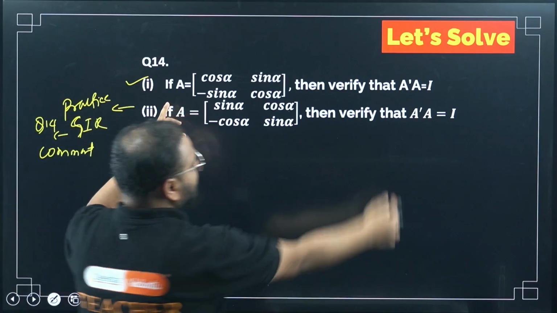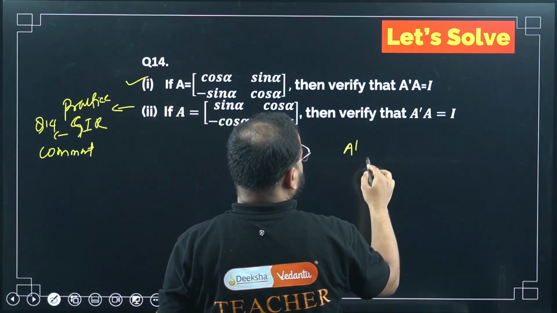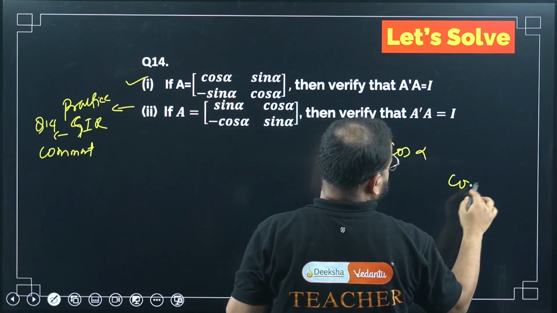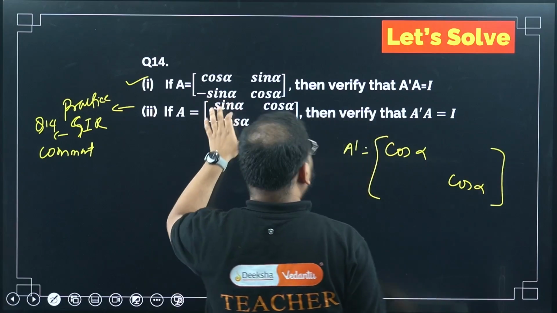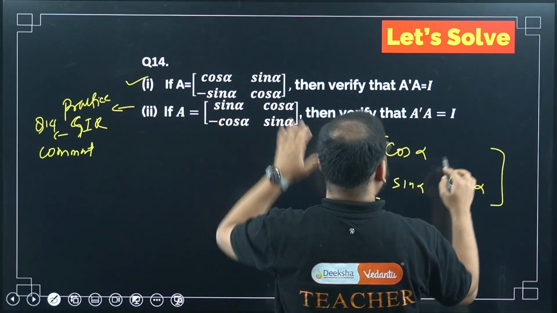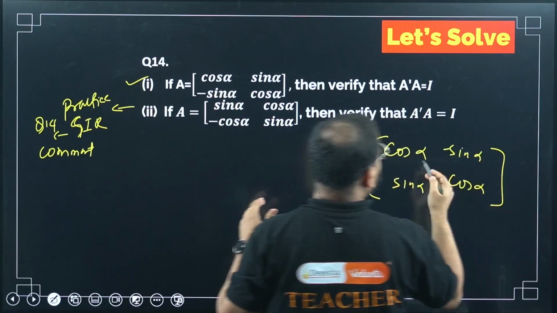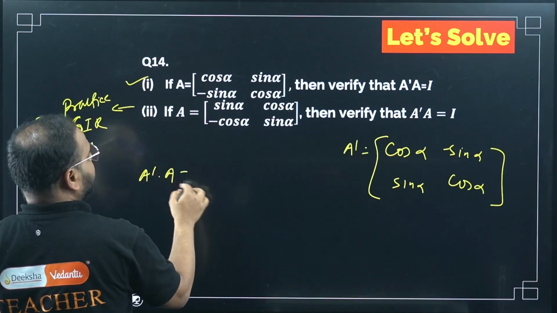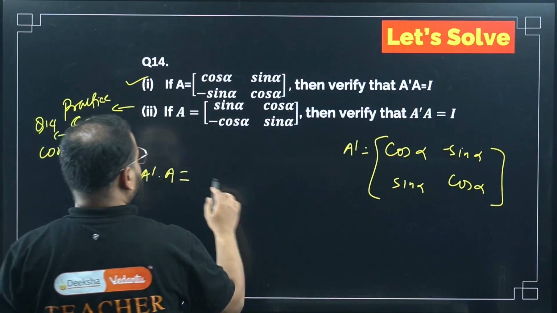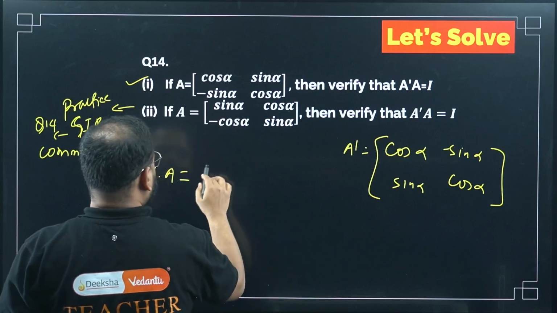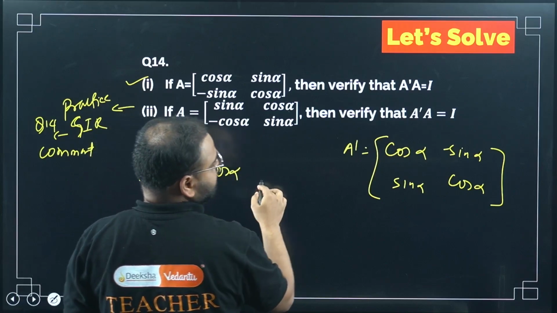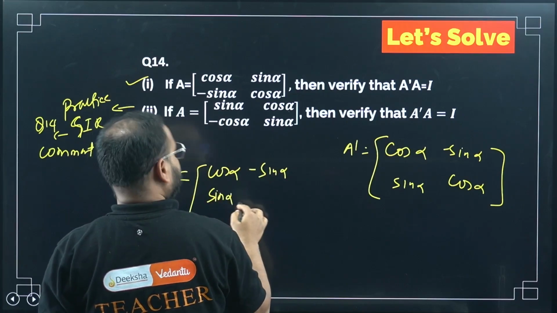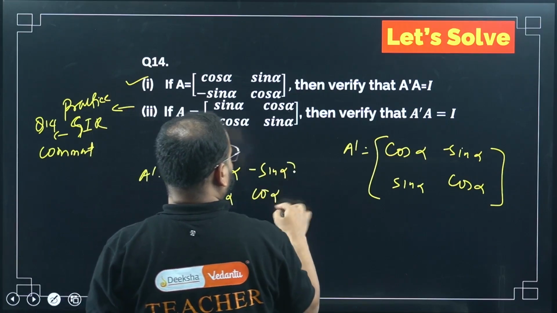If you got it right, second part, give me this answer. Okay. Let me find the transpose first. What's the transpose? Cos and cos will remain as they are. Now this will become positive sign here, and this will become negative sign. They are saying multiply this with this. So write it here. A transpose as A. Okay, this is A transpose.